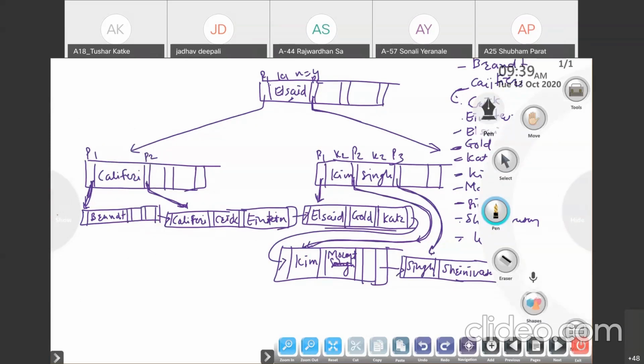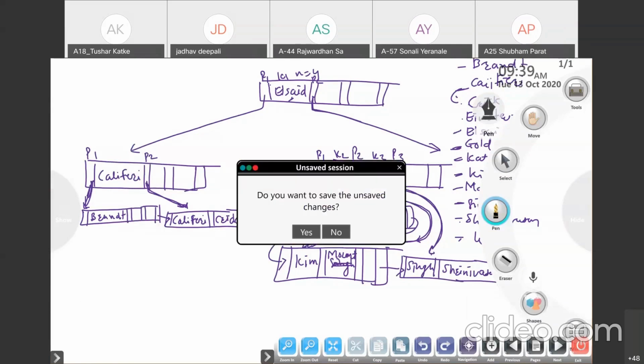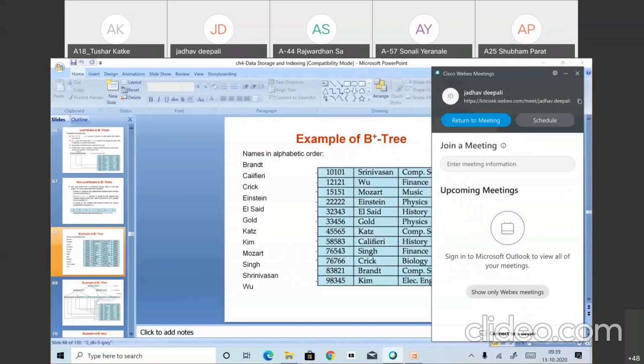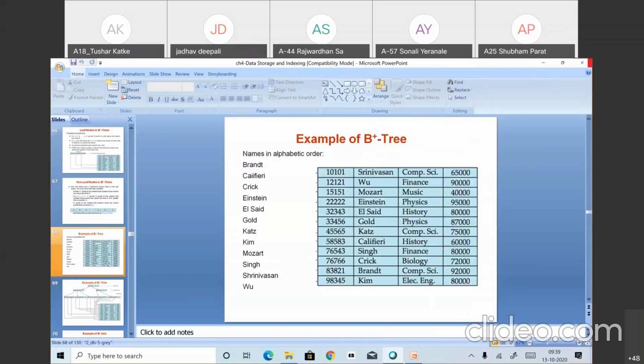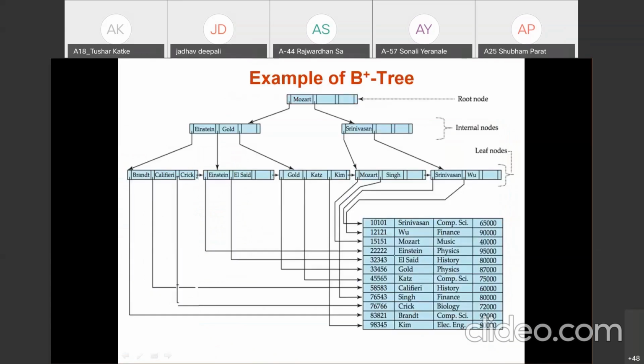See, there are different ways, and again I am explaining, algorithms are there which are used to draw this B plus tree. Different algorithms are used to draw the B plus tree. Another example I will show here with PPT. So that is the example. First we have seen root node Mozart, internal node, leaf node. Now this points to the record with Brandon. This pointer points to the record with Calipari. This one points to the record with Crick, in this way.